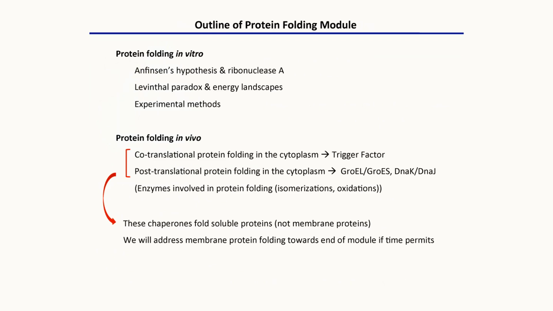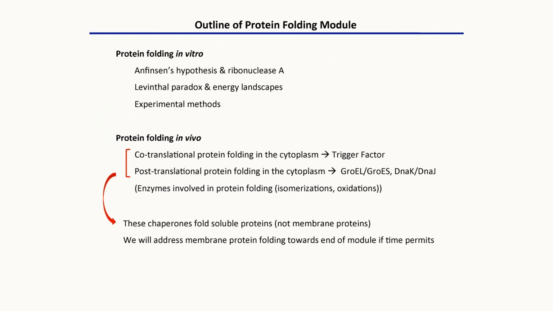So where are we going to go in this module? We're going to look at protein folding from both the in vitro test tube perspective and also from in the cell. And so in thinking about protein folding in vitro, we'll discuss some of the seminal studies, so Anfinsen's hypothesis and folding of ribonuclease A, Levinthal's paradox, which brings us to thinking about energy landscapes, and also touch upon some of the experimental methods that are employed.